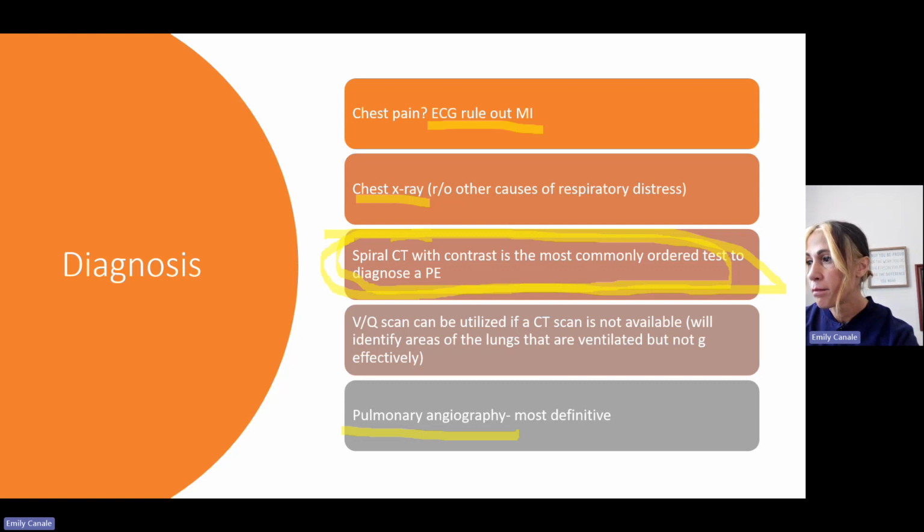So if we don't have to do that, we're not going to. If you can see it with a spiral CT scan, maybe they don't end up having a pulmonary angiograph. But once the patient has been stabilized, you're going to end up doing a Doppler of the legs to look for more DVTs, because recurrent pulmonary embolisms is a major cause of mortality. So we want to make sure that there's no further clots going on.